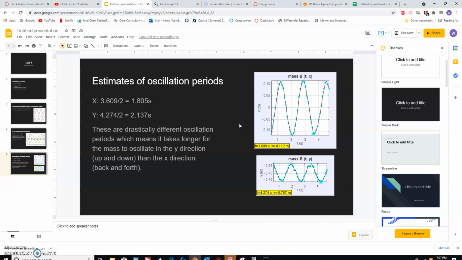So it would take longer for the mass to oscillate in the y direction, up and down, compared to the x direction, back and forth.